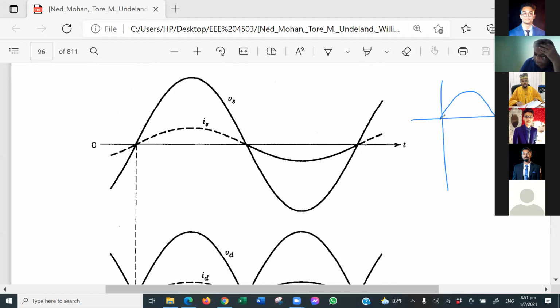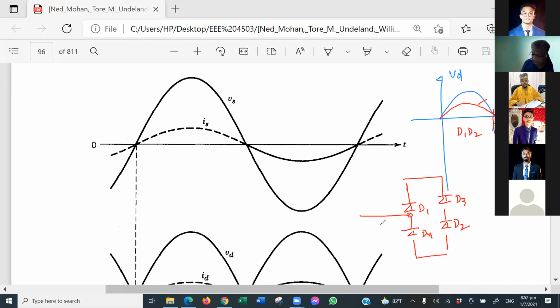Now we have already seen that the output voltage will be like this. This is your pi, this is your twice pi, and this will be VD. The output current will be the same wave shape, this is your ID. But I have already shown you that D1 and D2 should be conducting from 0 to pi, and D3 and D4 should conduct in the next half. So this is your D1 and D2, this is your D3 and D4.